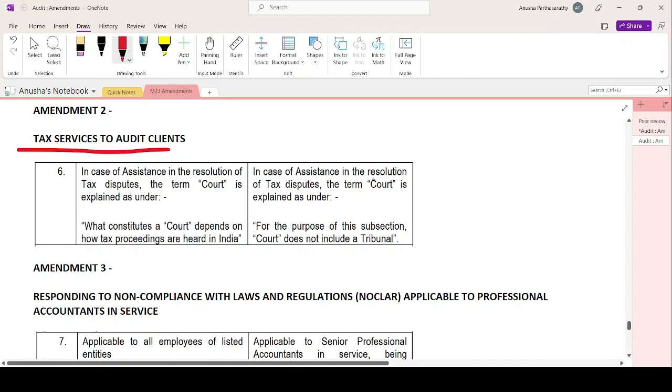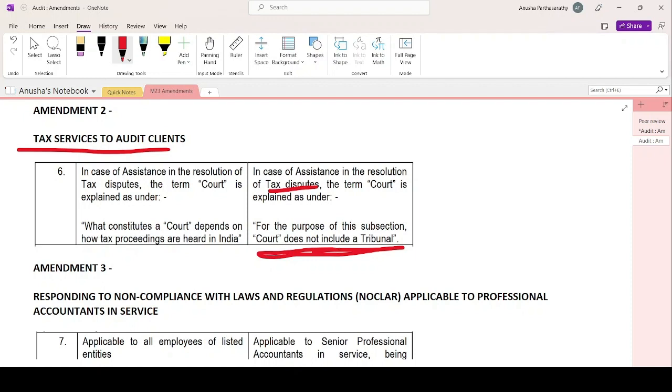In case of assistance in the resolution of tax disputes, the term court is explained as under. For the purpose of the subsection, court does not include a tribunal. What does this mean? Why is there a specific provision like this? It is like, generally for our audit clients, if there is any tax dispute, they ask us to go and appear before the income tax authority. Okay, that is again an area for chartered accountants.